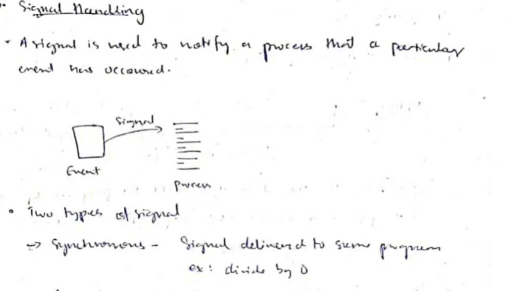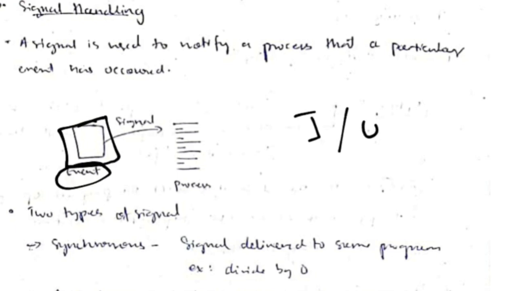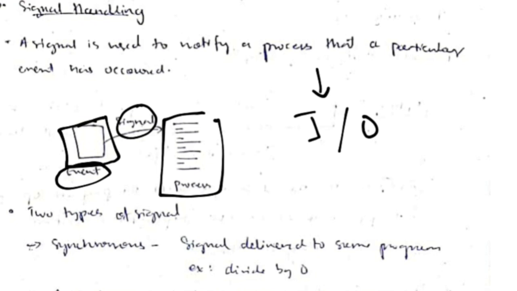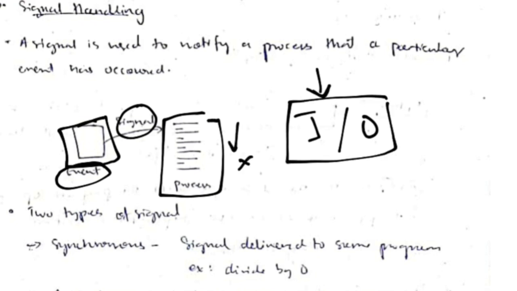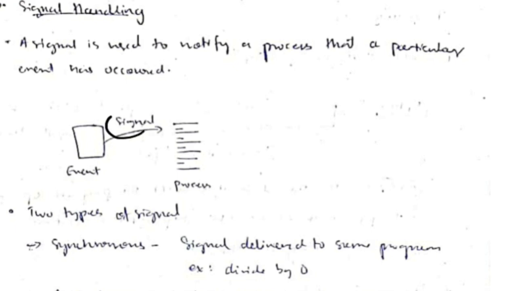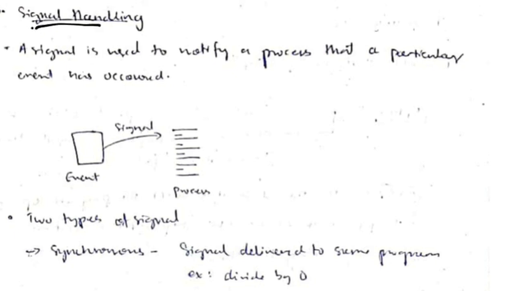Signal handling means that whenever a process is going on, an event happens. An event can be input or output. If the user enters some key value, at that time a signal happens. The signal will notify the process that it should stop its normal execution and handle the input. So at that time the signal plays a major role in stopping this process, and it is very important that the signal is handled properly.